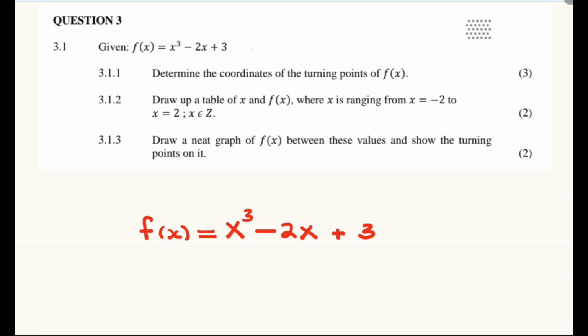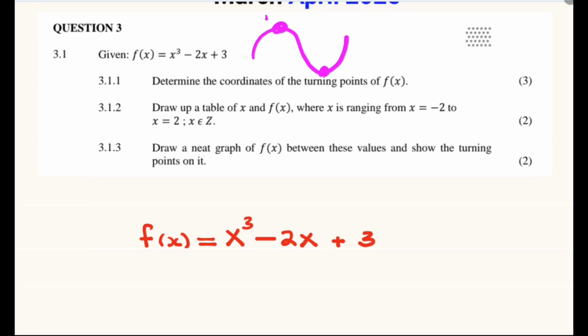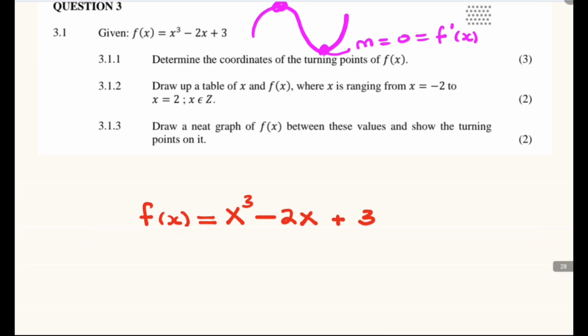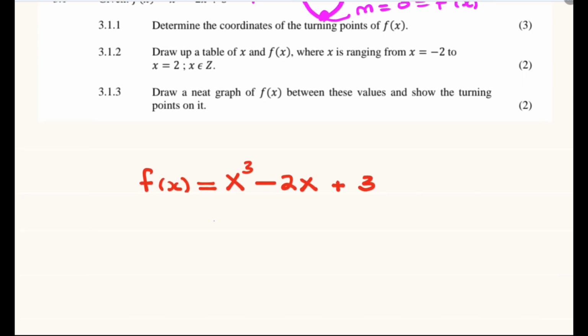Suppose that we have the following cubic function. At the turning point, the gradient m is equal to 0. At both the turning points, the gradient is equal to 0, and the gradient is the first derivative. So the first derivative of a function represents the gradient of the function at every point. So we have our m, the gradient, equal to the first derivative, and at the turning point the m is equal to 0.